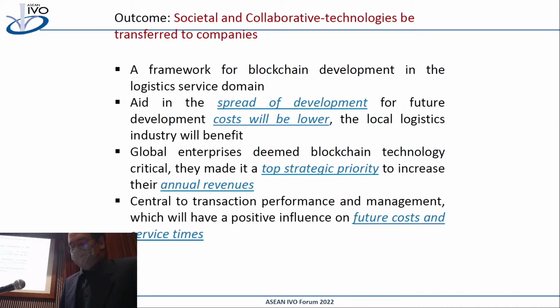Global enterprises deem blockchain technology critical. They make it a top strategic priority, whereas firms prefer a supply chain or partnership to increase their annual revenues. Blockchain technology is central to transaction performance and management, which will have a positive influence on future costs and service time.